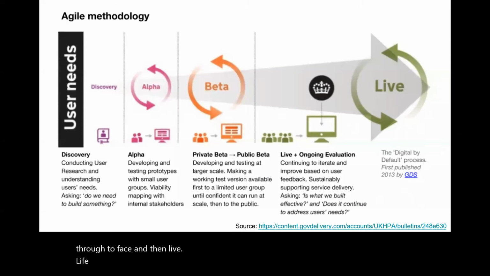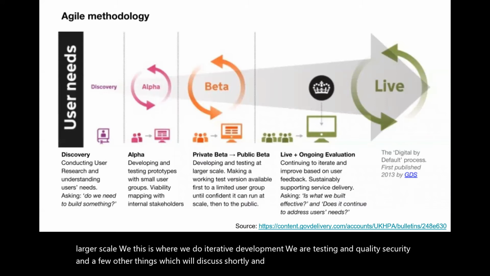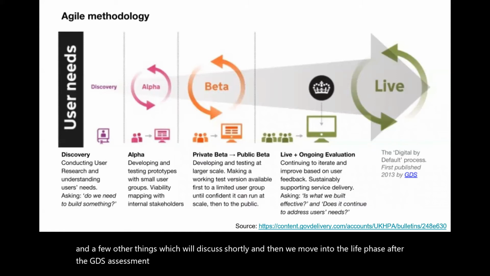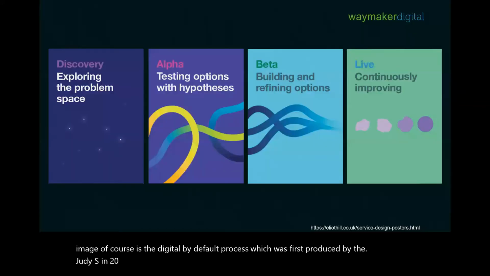And in the beta phase, what we're doing is actually developing and testing at a larger scale. This is where we do iterative development. We are testing on quality, security, and a few other things which we'll discuss shortly. And then we move into the live phase after the GDS assessment has been approved, and then we can progress forward. This image, of course, is the digital by default process, which was first produced by the GDS in 2013.